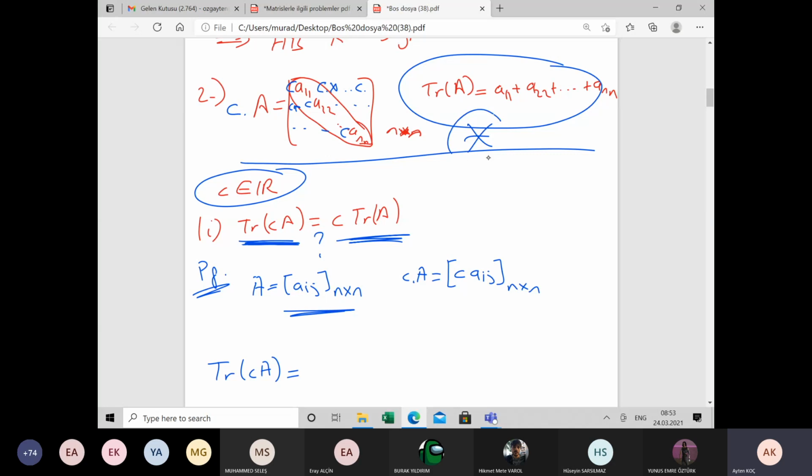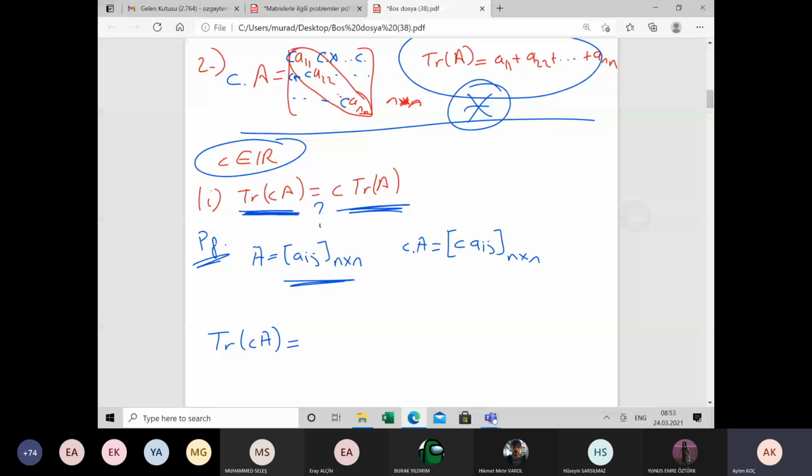All the sum of all entries on the main diagonal. So this one is the sum of C A sub I, where I is from 1 to N. We know that C is a scalar, and every term contains the common factor C, so we can write this as C times the summation of A sub I, I from 1 to N.